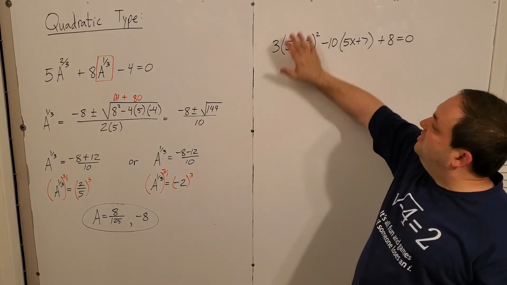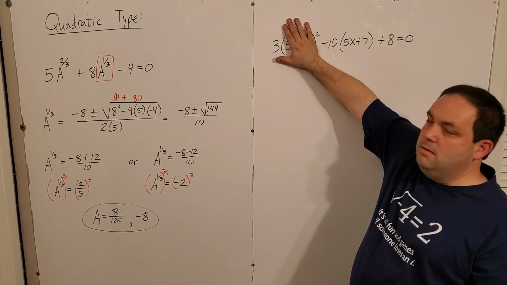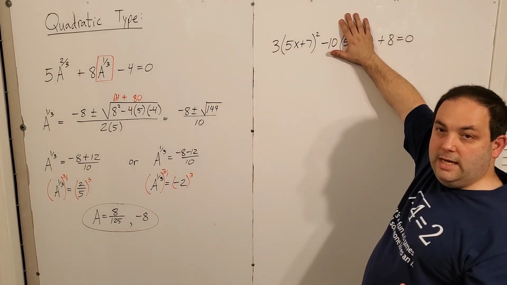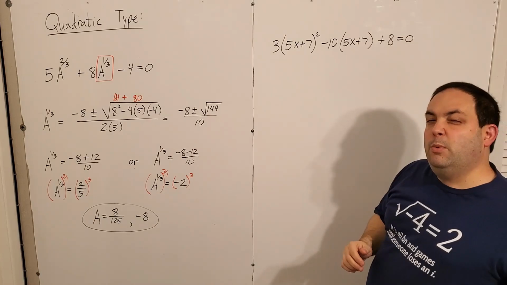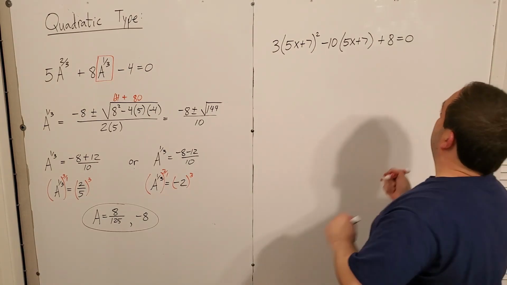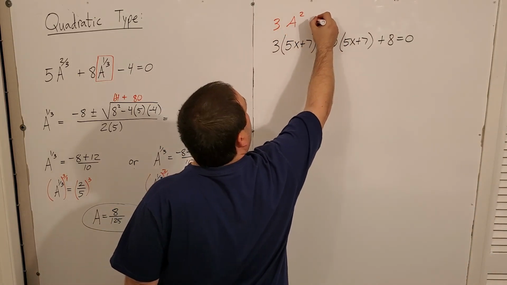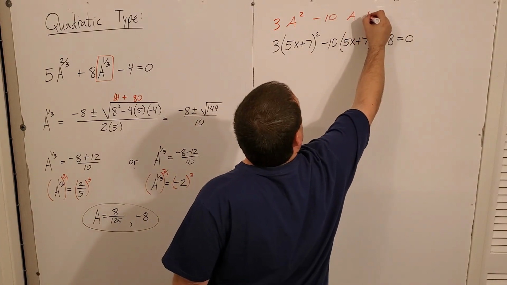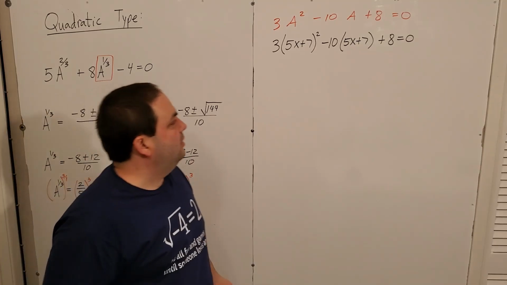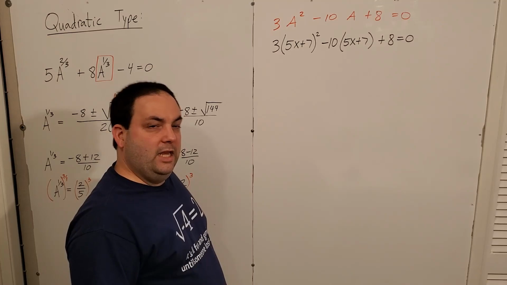Okay? But don't see the 5x plus 7. Don't see it. This is 3a squared minus 10. Same object, so just call it a again, right? Plus 8. Some people would even write it down with the a if it makes you feel more comfortable. They call it substitution when you do this. And if it makes you more comfortable to solve it that way, fine. I prefer not to lose track of my 5x plus 7. And I'm going to solve it with the formula anyway.